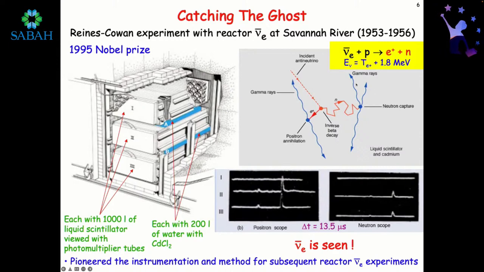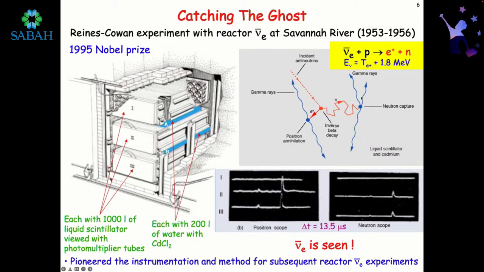Now, at the same time, the neutron has a very low kinetic energy. It will perform some kind of random walk inside the liquid scintillator by scattering off protons. And eventually, it will come to rest and get captured by the cadmium. And the cadmium will be in the excited state after absorbing the neutron. And when it de-excites back to the ground state, then it will emit some gamma rays.